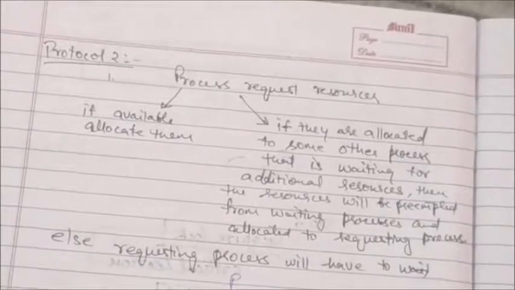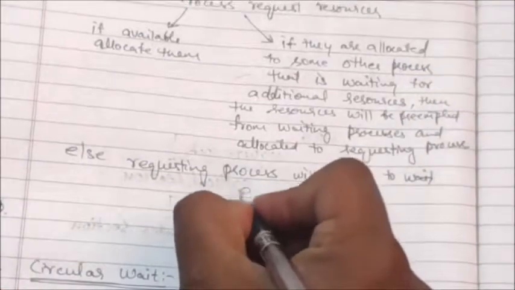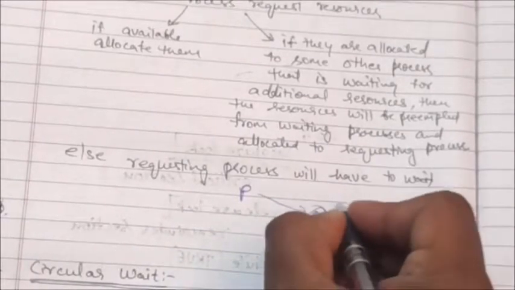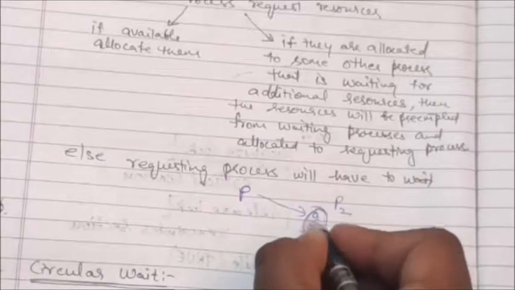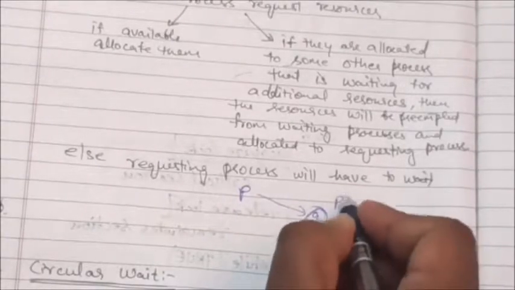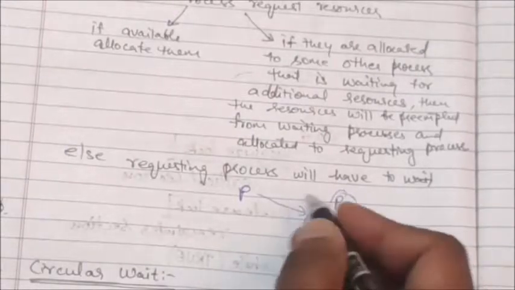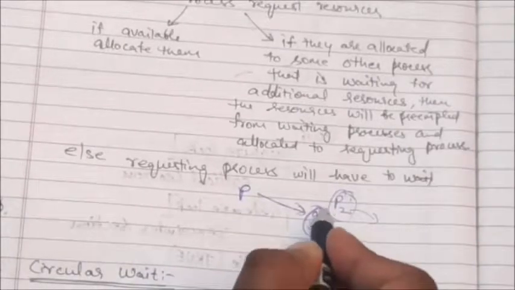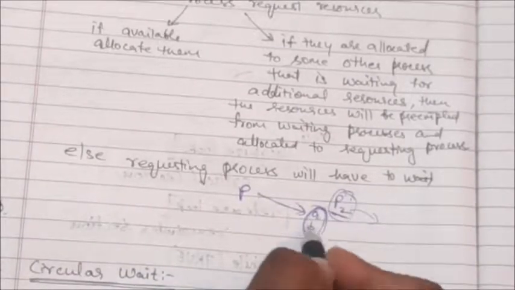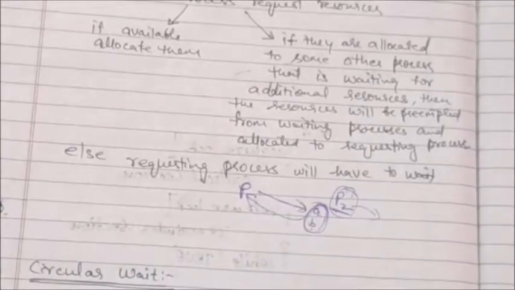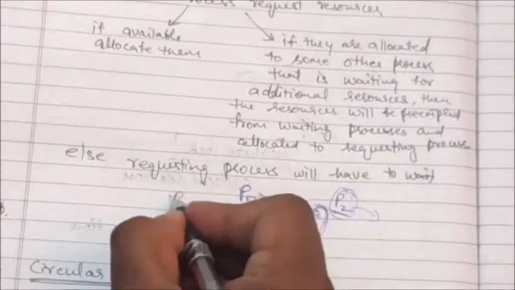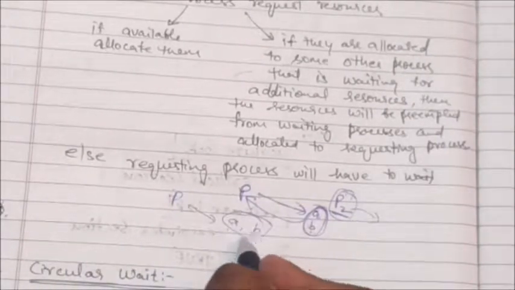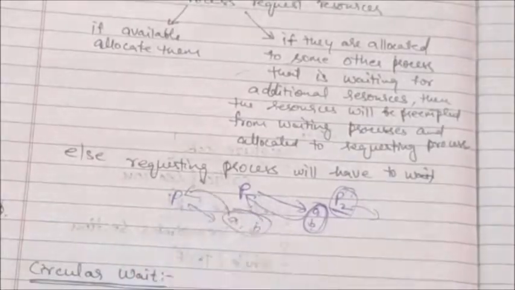Suppose there is a process P, and it has requested some resources A and B, and there is another process P2 which is holding these resources A and B, and process P2 is waiting for some additional resources. Then what will happen? These resources A and B will be taken away from process P2 and allocated to process P. Now if process P requests some resources A and B, and these resources are available, then these resources will be given to process P.